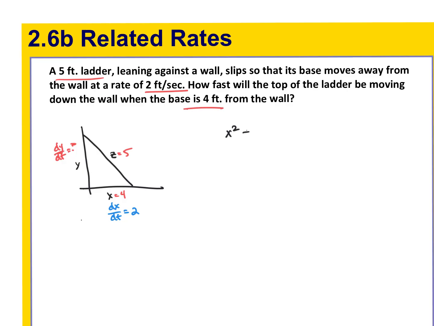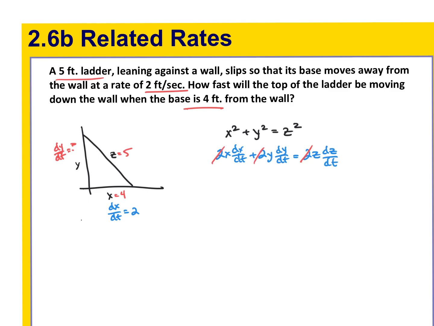So what are we going to be using? Pythagorean. So we have x squared plus y squared is equal to z squared. Now, eventually we need to get to dy dt. So what am I going to take a derivative with respect to? T. Time. All right. And so now let's take a derivative of x squared. So then we get what? 2x dx dt. And then plus the derivative of y squared, which is 2y dy dt. And then is equal to what? 2z dz dt.